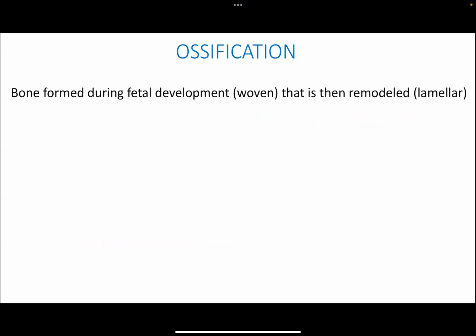So ossification, again, the formation of bone. Basically, it's formed during fetal development and then it's remodeled. It becomes that lamellar, concentric, weight-bearing tissue.